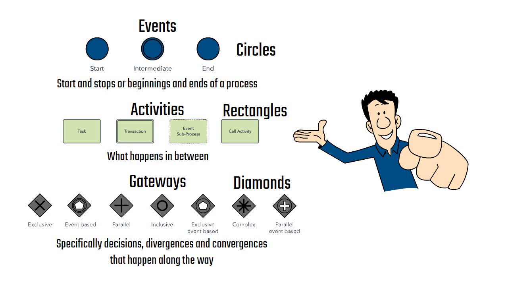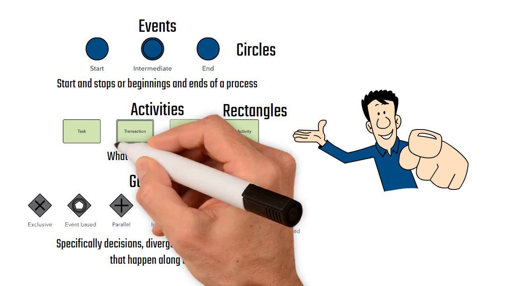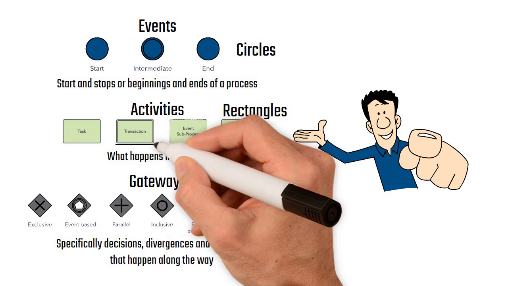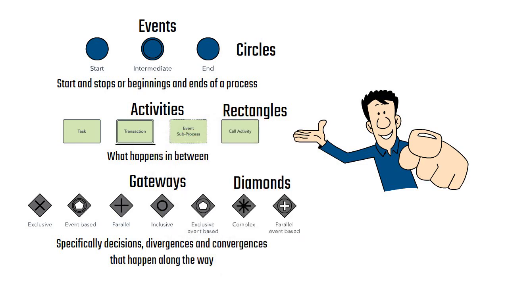Finally, BPMN symbols can get super specific, albeit rarely used. For example, to represent a transaction within a process, an analyst would select a double-lined rectangle, very similar to the activity single-lined rectangle, but with two lines instead of one.